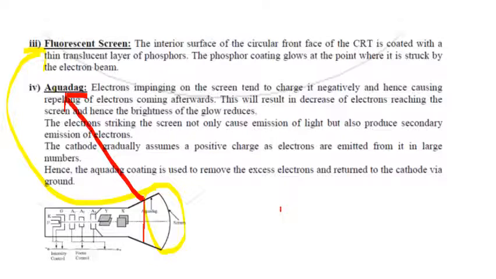The fluorescent screen is the top right hand portion of the CRT. Actually, a translucent layer of phosphor is deposited here. The phosphor glows at the point where it is struck by the electron beam. Using X field and Y field, you can move the electron everywhere in the X direction and Y direction. So you can see the motion on the fluorescent screen.